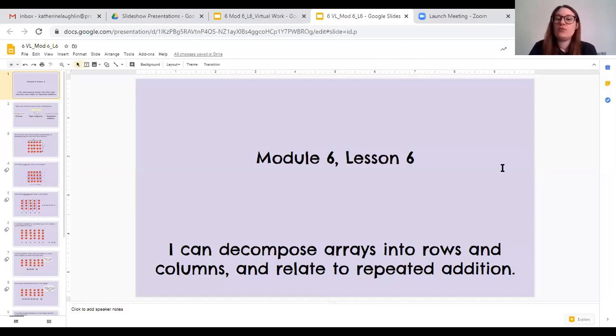Today, through our learning, we will be able to decompose or break apart arrays into rows and columns, and we will be able to relate that to repeated addition. So let's go ahead and get started.